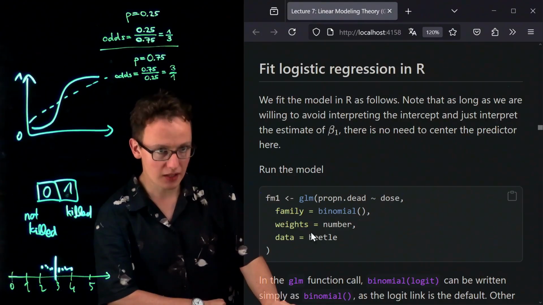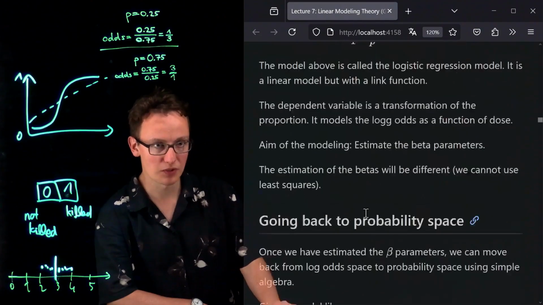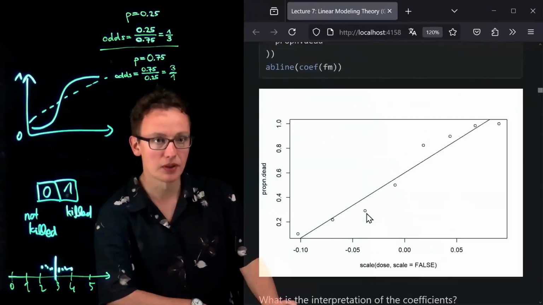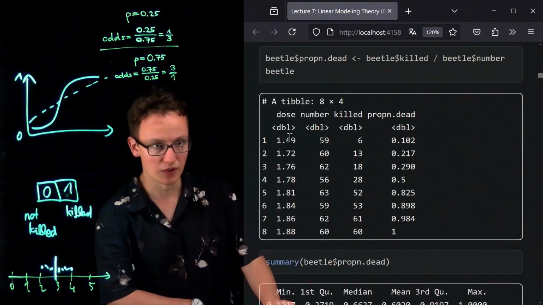And we give it the data, okay? And this is also important. We'll have to specify weights, and weights will take the value from the number column in our data set, which, recall, if we go all the way up to the summary of our data set, the number tells me how many observations there were for that particular level of dose, okay?